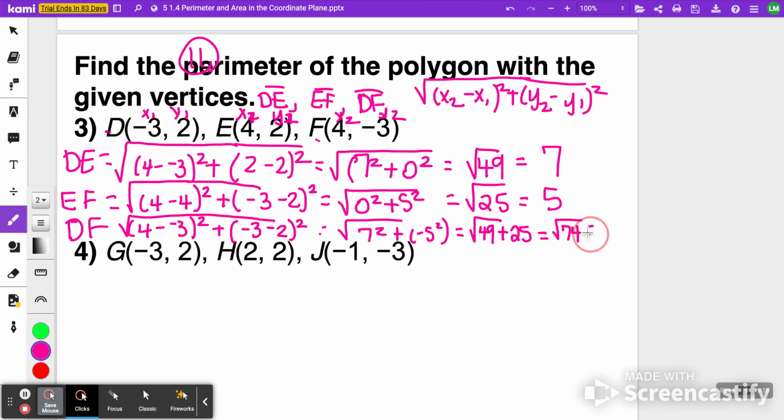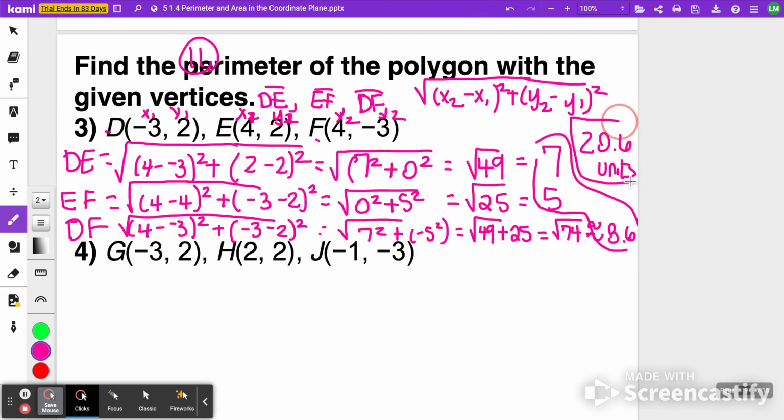This is where we're going to have that decimal, so we're going to round it to the 10th place value, which is about 8.6. To find the perimeter, all we have to do is now add all three of these things. So 7 plus 5 plus 8.6 would give me 20.6. We'll call this units.